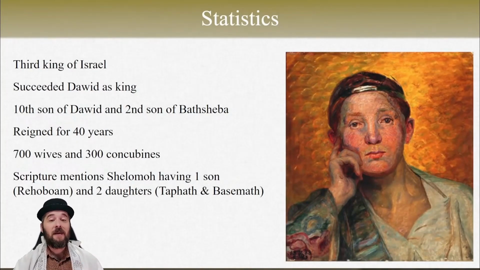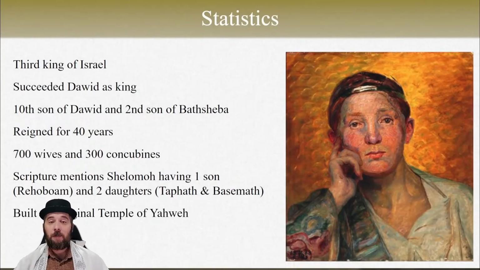So yeah, me and a whole lot of other people think that he probably had more than just these 3 mentioned in Scripture. But when you get into the actual verses, only 3 are mentioned. 1 son and 2 daughters. And his son actually took the kingship over after King Shlomo, but we'll hit on that as we go through scriptures too. He built the original temple of Yahweh.